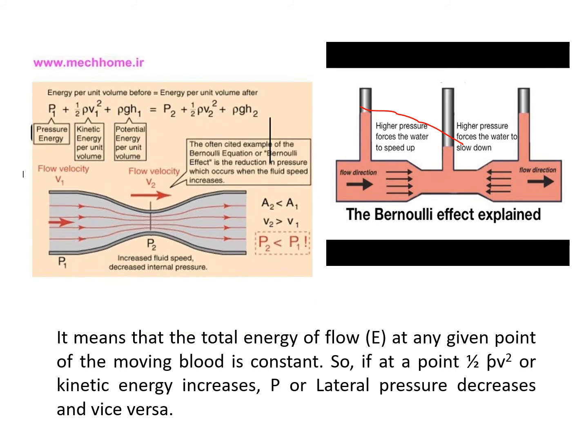In this equation, P is the lateral pressure, or the static pressure energy. Half rho V squared is the kinetic energy per unit volume, where rho is the density and V is the velocity of the blood, and rho g h is the potential energy per unit volume.